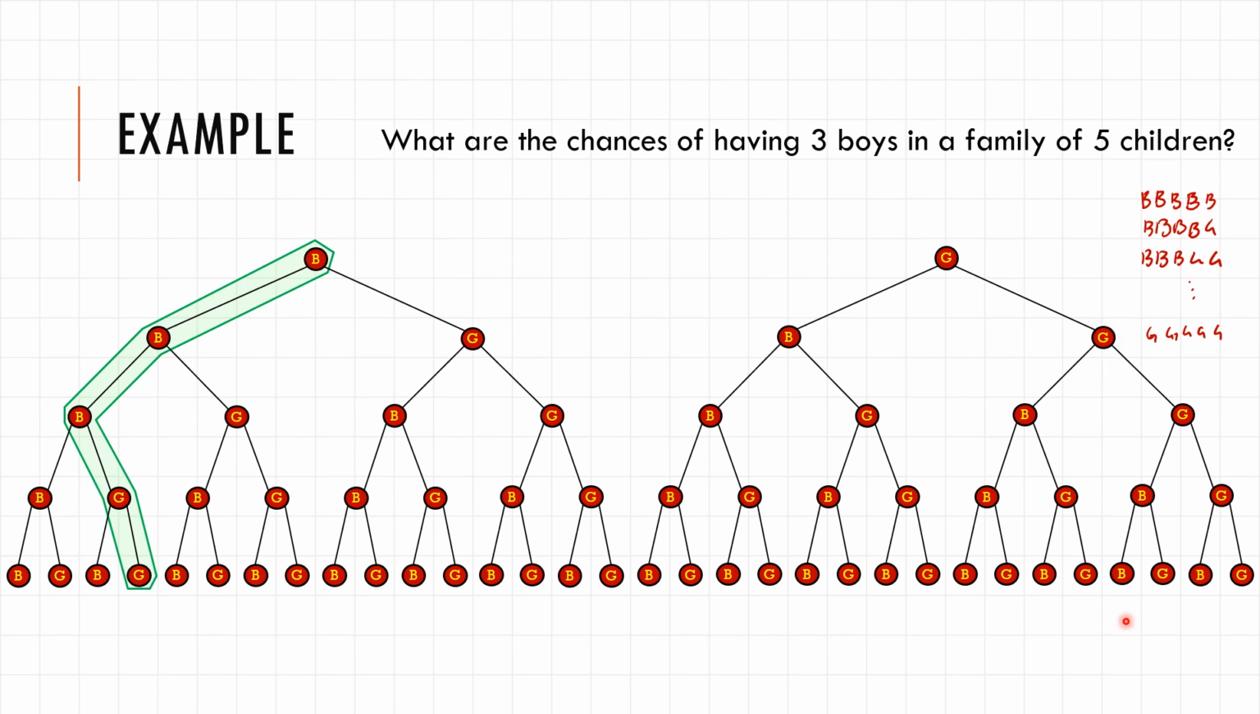So let's just go back to looking at our tree diagram and seeing what are the other combinations we can find. So here is one of them. I'm going to invite you to pause this video for 2 minutes and see if you can find out all of the different combinations that would result in having 3 boys.